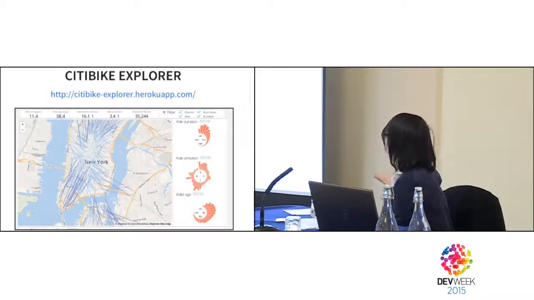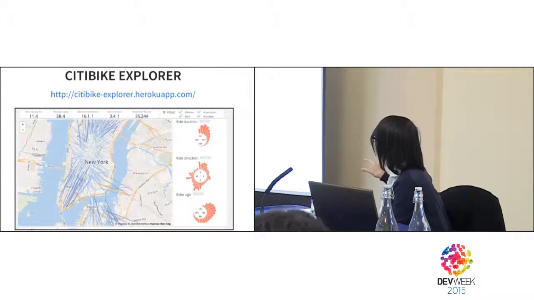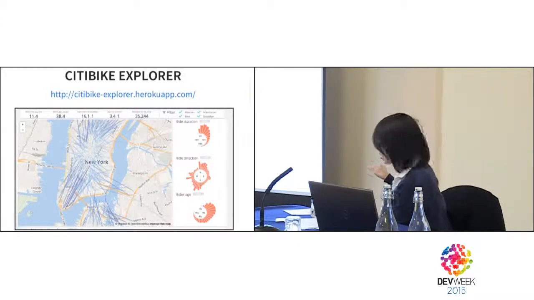So, City Bike Explorer. City Bike is a bicycle sharing program in New York City, and this Explorer is a dashboard, completely rendered using D3.js, and it lets you look at all the bicycle rentals through the lens of several demographics. So you can look at ride duration, the rider's age.